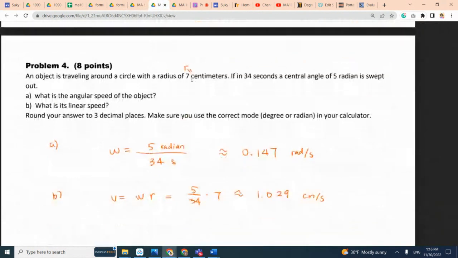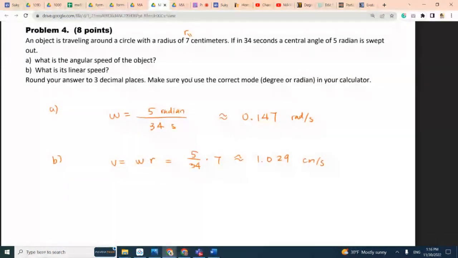And then problem 8. This is a typo. This problem 8 is not problem 4. Omega, the angular speed, is the angle over time. So 5 radians over 34 seconds. And then linear speed is the angular speed multiplied by the radius. That's why you use this number multiplied by 7.